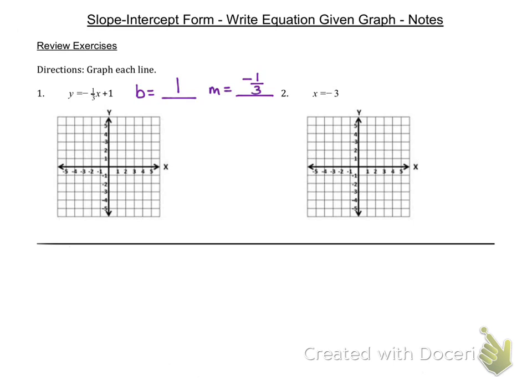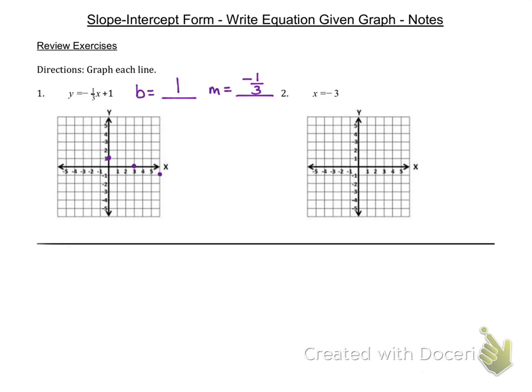So first I'm going to begin on the y-axis at 1. I'm going to put a point there. Then I'm going to go down 1 and to the right 3. So down 1, to the right 1, 2, 3, and put a point. And go down 1 and over 1, 2, 3, and put a point.